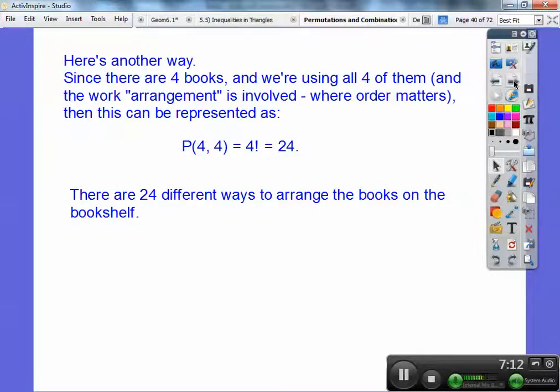Here's another way. Since there's 4 books and we're using all 4 of them, and the word arrangement is in there, then this is just P(4,4), which is just 4 factorial, which is just 24. There's 24 different ways Mr. Clark can arrange the books on his bookshelf, okay?